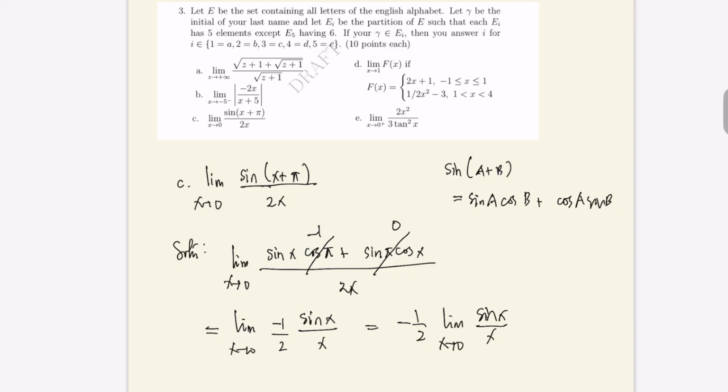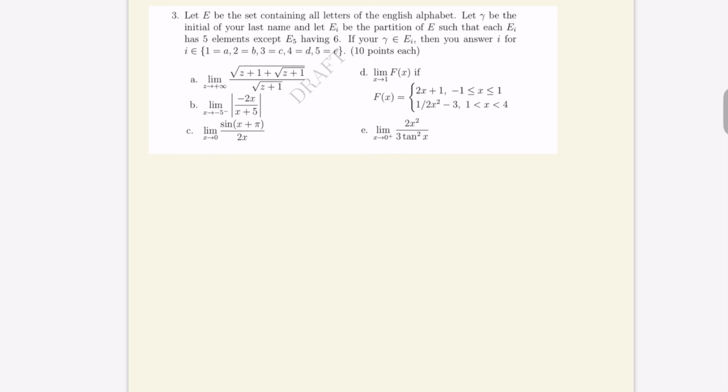We have a theorem here: this is just equal to 1. So this is equal to negative 1/2. That's it. For letter D, the limit of f of x, where f of x is defined as this. We have to double check the left and the right.